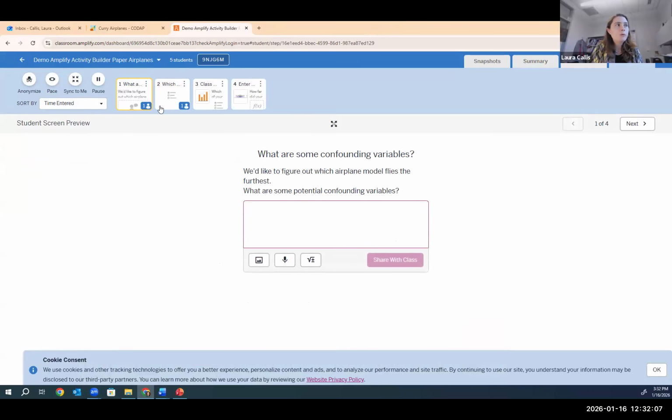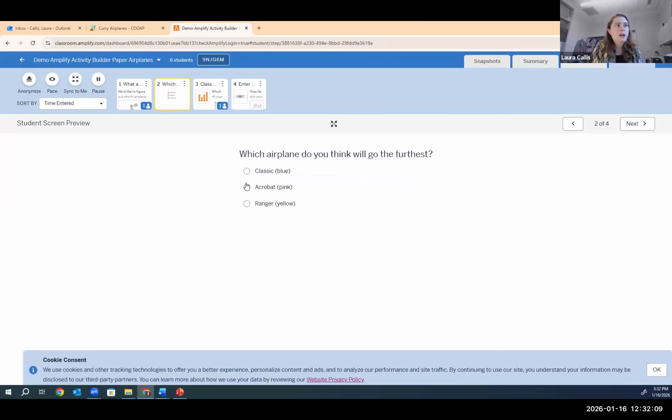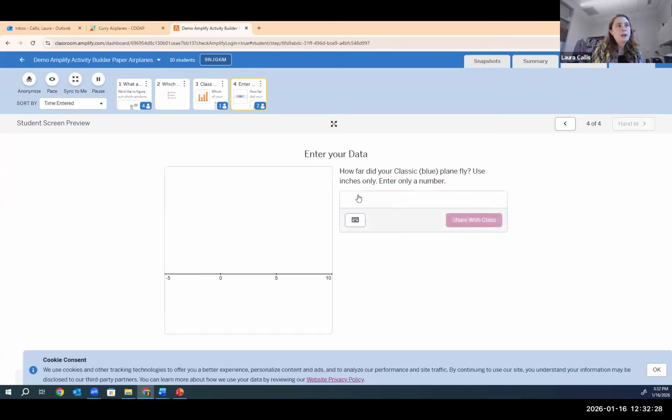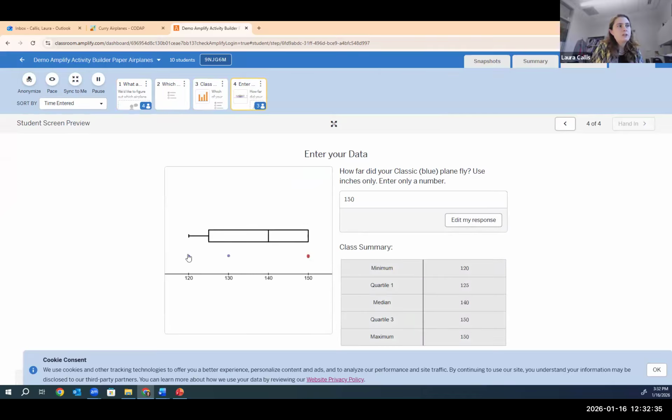They might have an open response. They might have a multiple choice. You can have multiple select. There's ranking questions. There's matching card questions. And there are some collect data slides. So maybe if the student thinks that the classic blue flew the furthest, and then they click share with class, they can see the entire class's data here. And the same thing with the box and whisker plot. They could put in the actual distance that the plane flew, and then they can see everybody else's data too, and they start to see a box plot. So that could be another way that you're looking at students' data.